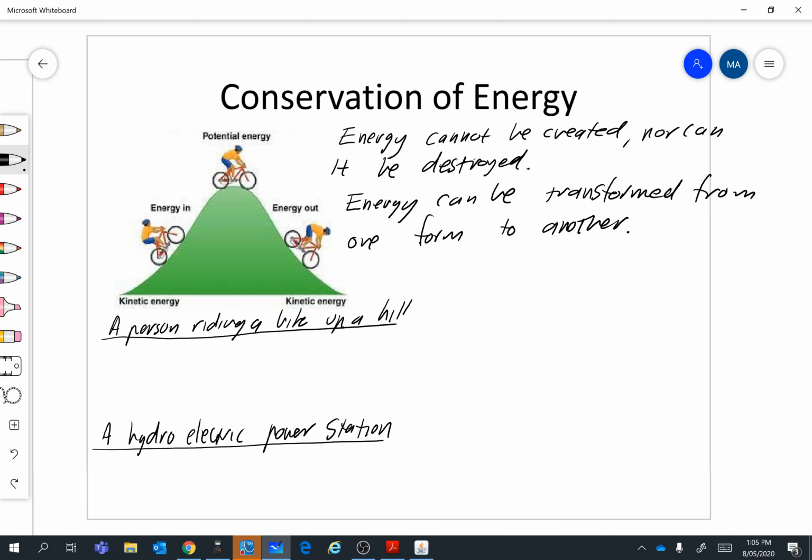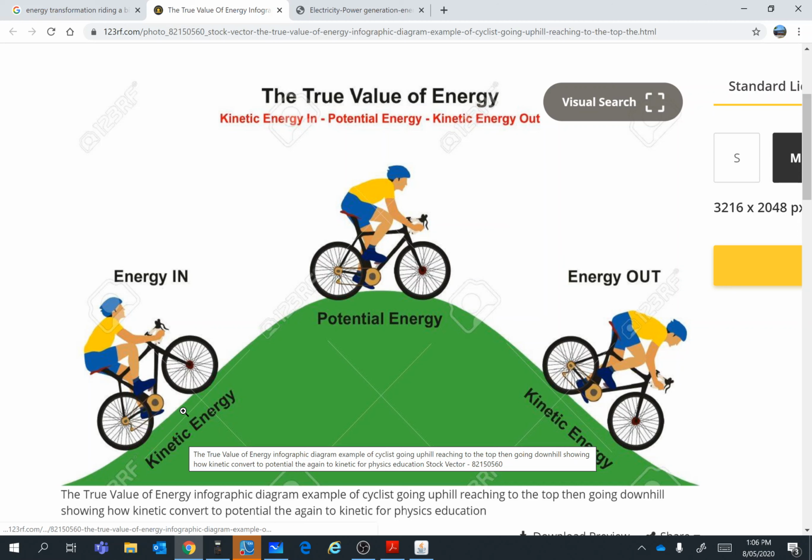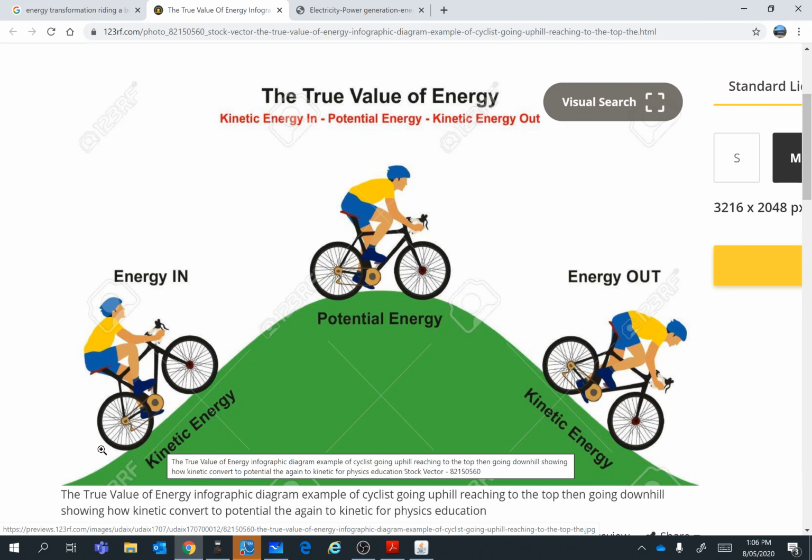Okay guys, so if you're ready, I'll detail these energy transformations for you. Now, I'm just going to show you for the person riding a bike up a hill. So a bit of an example here. Kinetic energy, a person moving, becomes potential energy as they go higher up on the hill, so they're higher above that reference point.